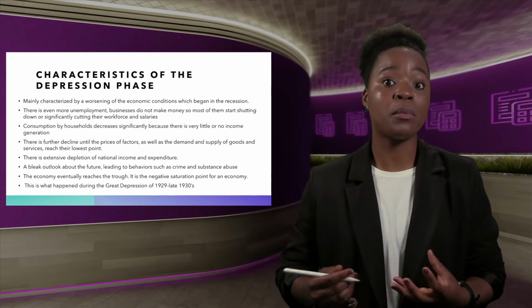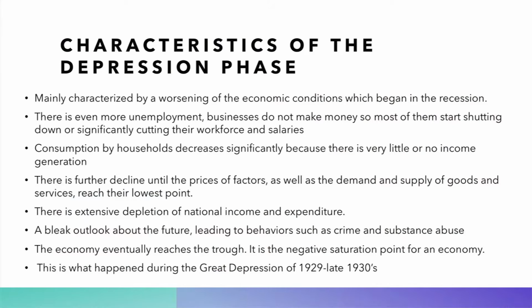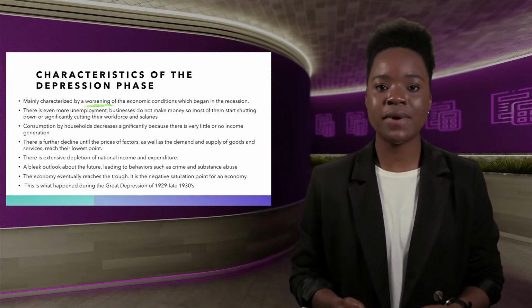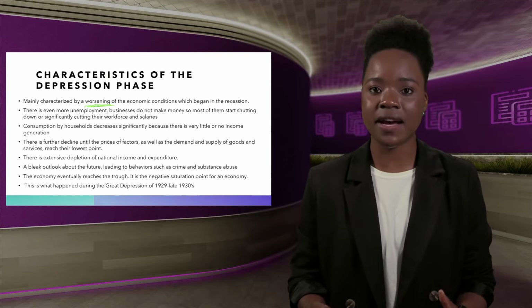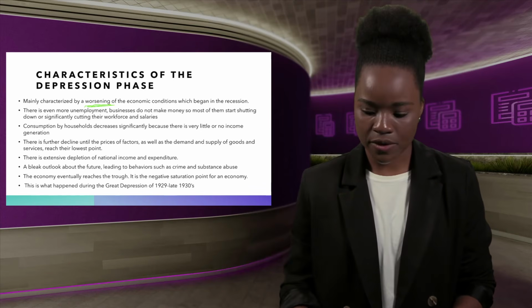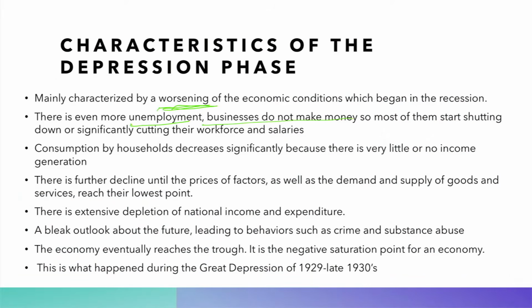Now we want to discuss the points we will write in our essay about a depression. Firstly, we said that from a depression, things are worsening. So we are coming from a recession space where unemployment is increasing, inflation is rising, but in a depression, it is worsening, it is intensifying, things are really, really terrible. Economic downturn is at its lowest. Right. So there is even more unemployment. Businesses do not make enough money, so it means that they will shut down or they will significantly decrease the number of people that they employ.